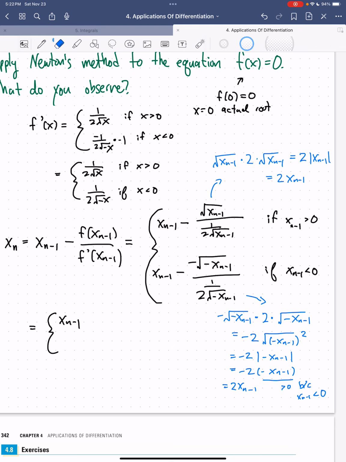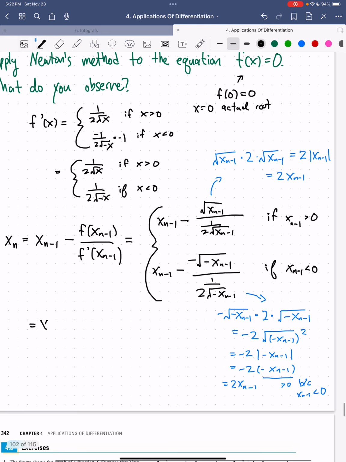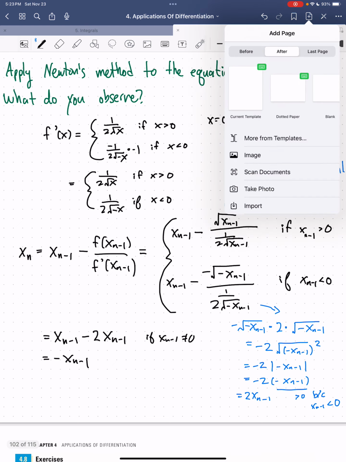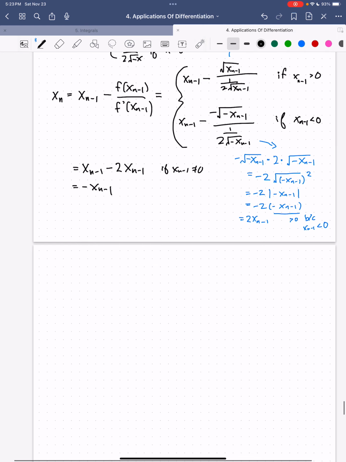And so because we get the same thing for both cases, that means that we have xn is xn minus 1 minus 2 xn minus 1. And we're getting this just assuming that our guess isn't 0, but that makes sense because we don't want to guess 0. So it's negative xn minus 1. So this just tells us that the next guess is just the negative of the one before it. Well, that's weird, isn't it?